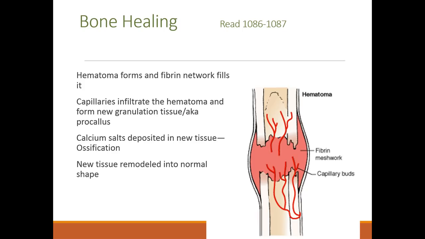In phase 3, we form a hard bony callus. This is called ossification. This is where your calcium salts are deposited into the new tissue, and it forms actual hard bone, and it progresses until that fracture site has a true bony callus. So this is where the bone becomes more hard, and you have the osteoblasts that are deposited on the outer surface, and they help make this a hard bony callus.